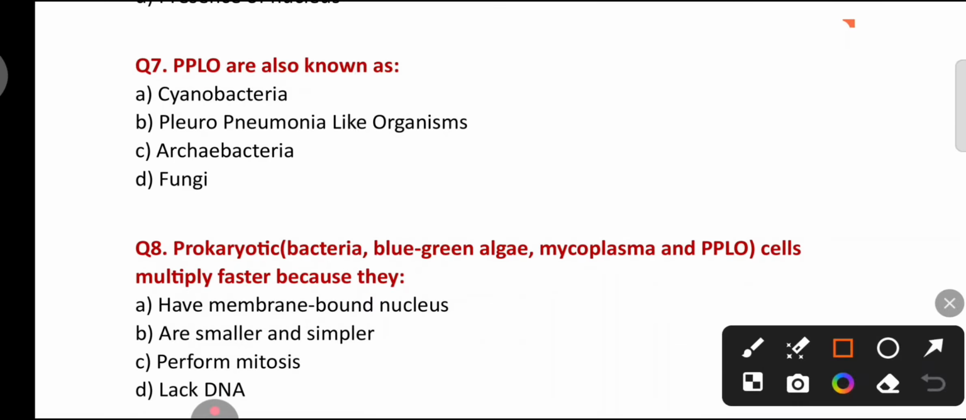PPLO are also known as cyanobacteria, pleuropneumonia-like organisms, Archaebacteria, fungi. Pleuropneumonia-like organisms.